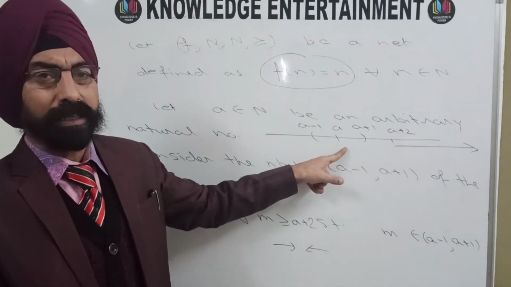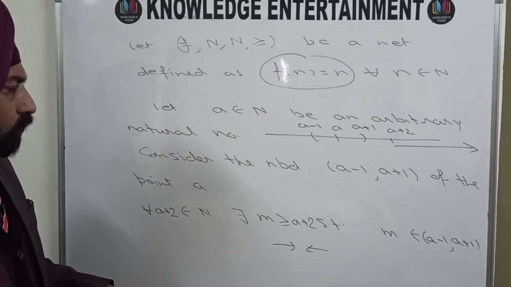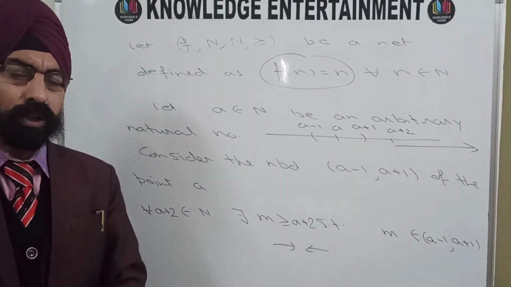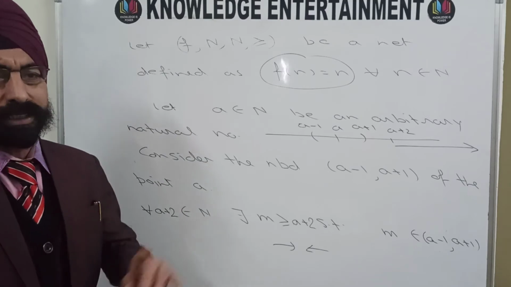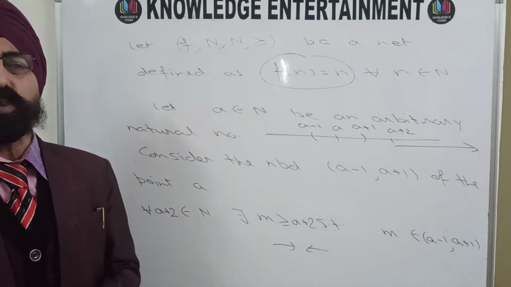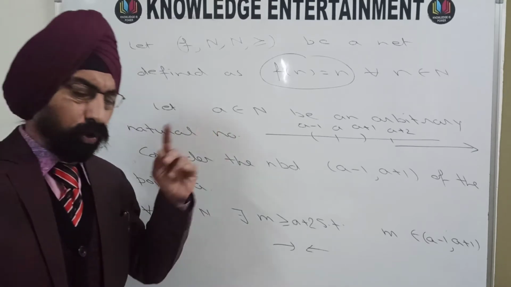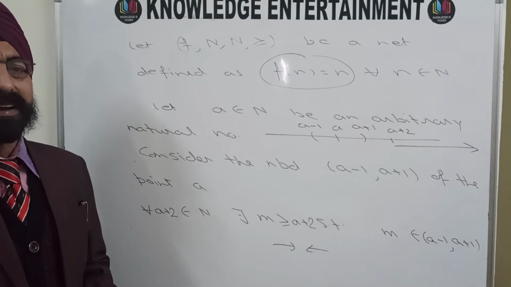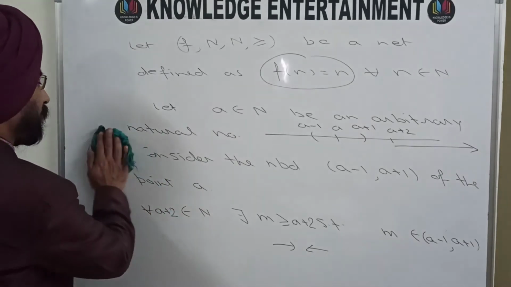It is not possible. So that means what you have considered, that a is a cluster point of this net, is not true. So there is no cluster point. Since a is arbitrary and a is not a cluster point, that means no point is a cluster point of this net. So there you have an example of a net having no cluster point.